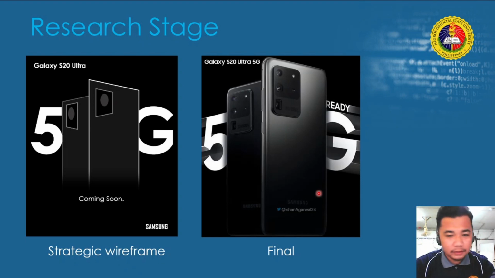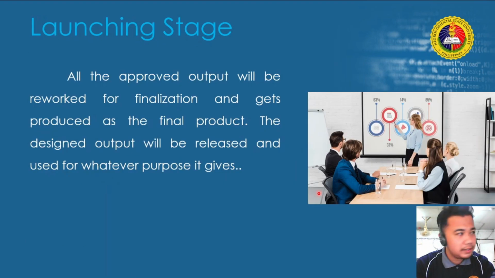that's the time that we are going to proceed to the next stage, which is the launching stage. All the approved output will be reworked for finalization and gets produced as the final product. The designed output will be released and used for whatever purpose it gives. So once all the tweaks and modifications have been approved, that's the time that it will be launched and you'll get easy money. All right.